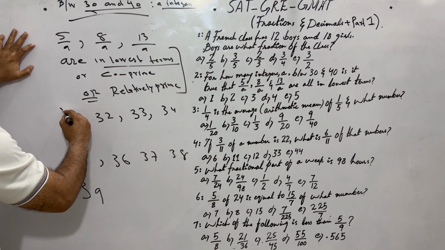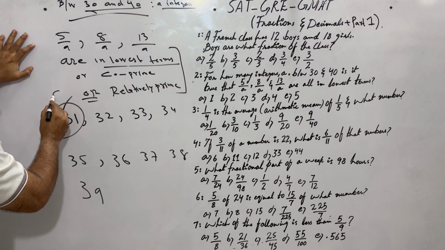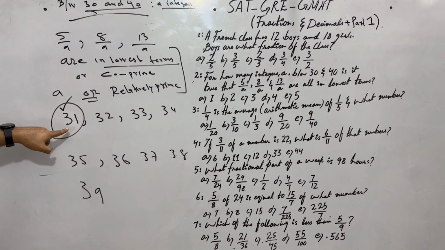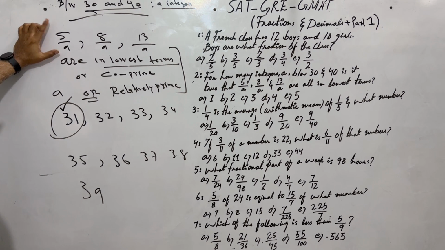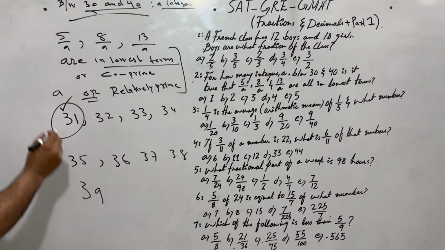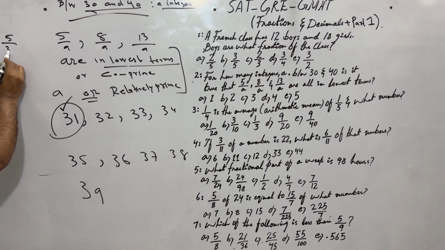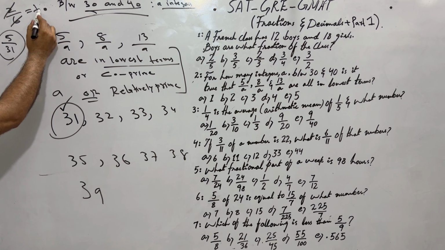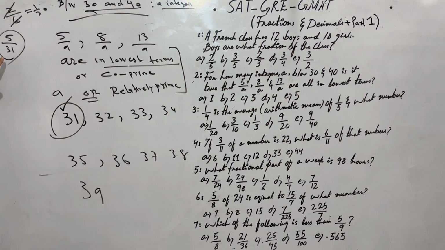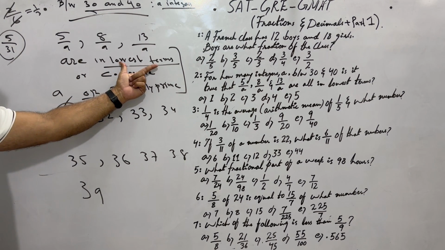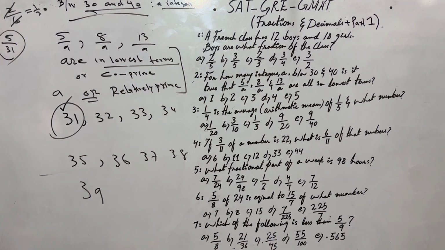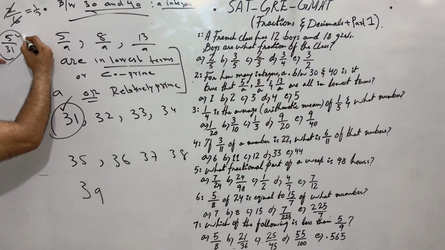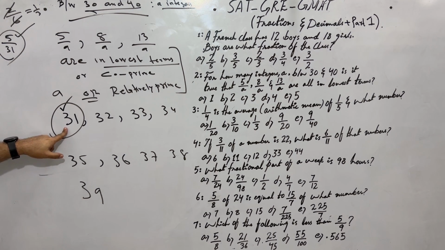I can pick 31, because 31 is a prime number. If I write 5 over 31, they have nothing in common and cannot be reduced further, unlike 2 over 6, which can be reduced to 1 over 3. 5 over 31 must be in lowest terms. Co-prime means they have nothing in common except 1. That's true, so our first pick a is 31.